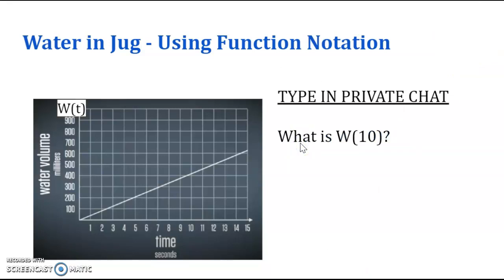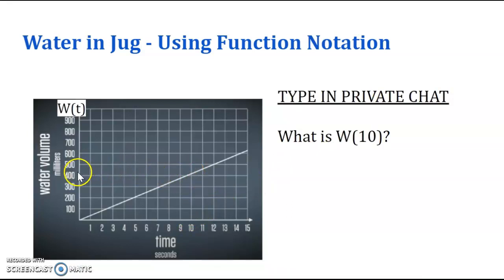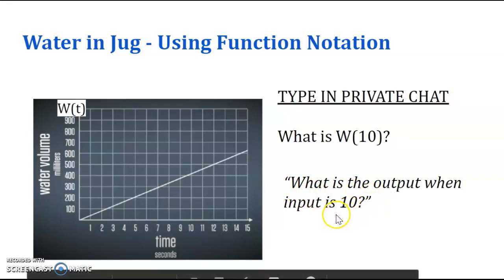Alright, so then tell me, what is w of 10? Can you give me your answer in private chat? So w of 10 means: when the input was 10, what was the output? Input was 10, output was a little over 400, but less than 500. I would say about 420 milliliters, and you do need the units to go with that. So this question was asking what is the output when the input is 10, and w of 10 is about 410 milliliters.